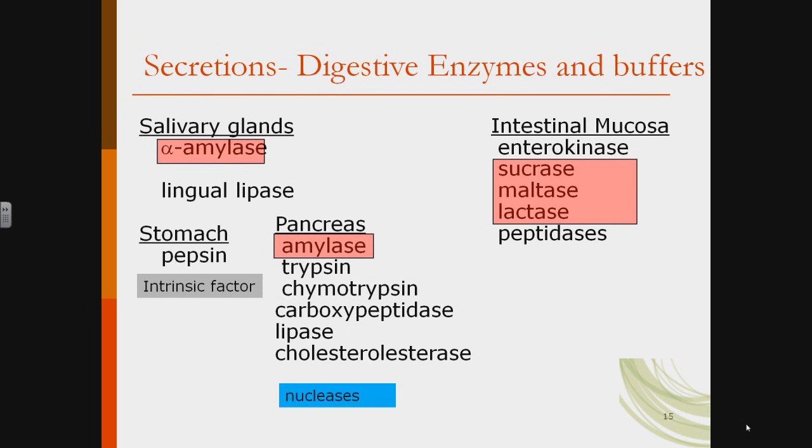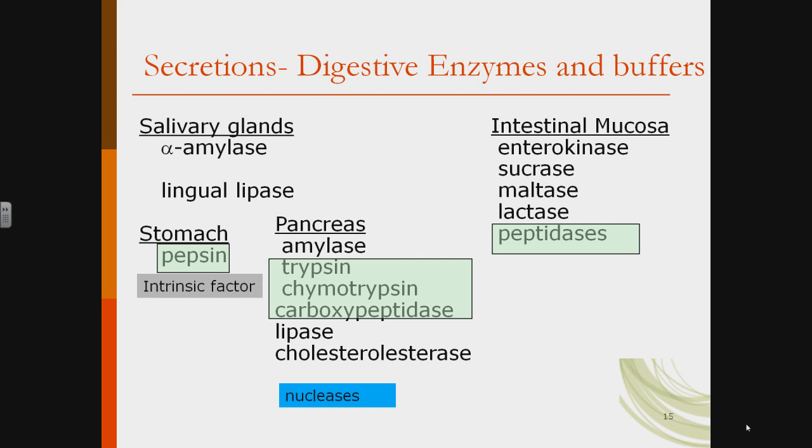Of course, once the food reaches the intestinal mucosa, we still have more carbohydrate digestion. The intestinal cells will secrete different enzymes like sucrase, maltase, and lactase, whose job it is to digest disaccharides into smaller monosaccharides like glucose and fructose. And then the pancreas really releases copious amounts of digestive enzymes, one of which is pancreatic amylase, and this will further digest any carbohydrates into simple sugars.